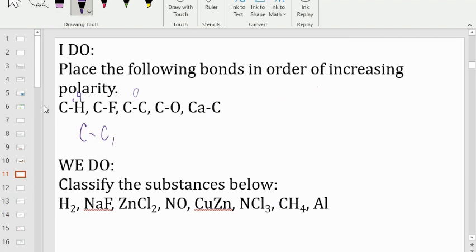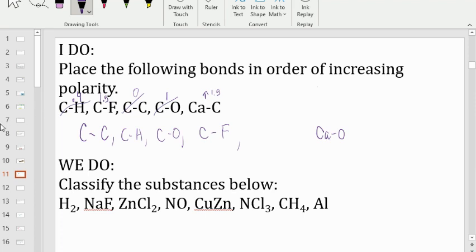So this guy is 0.4. This guy is going to be 2.5 minus 4, which is 1.5. And this guy is going to be 1. And this is going to be a metal and a non-metal, so it's going to be higher than the 1.5. So he's going to be at the very end. And now we need to order these. So CH comes next. That one's done. Now we need to do our CO, and then we need to do our CF. And then this guy's last.